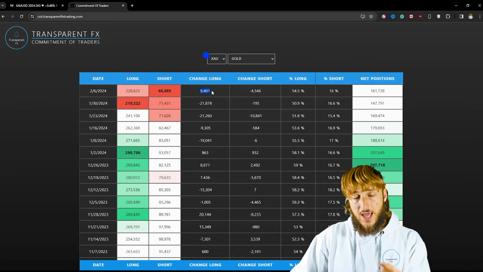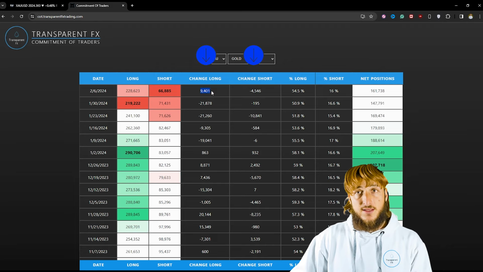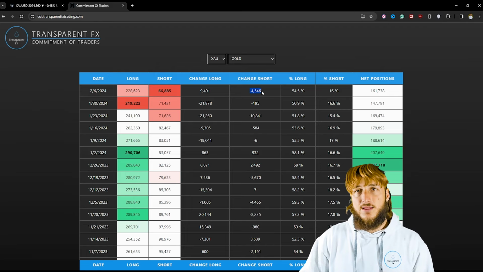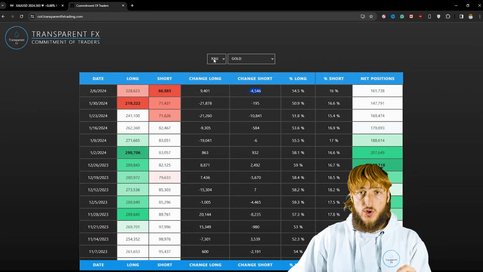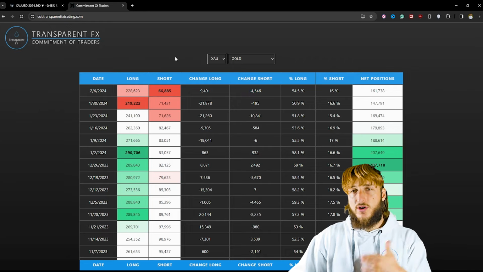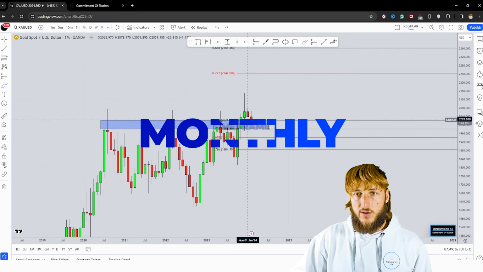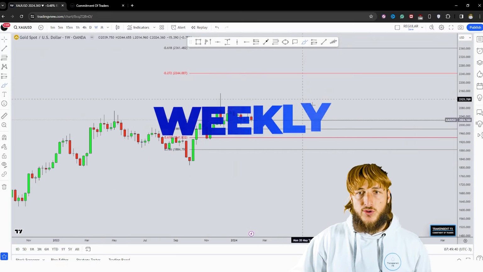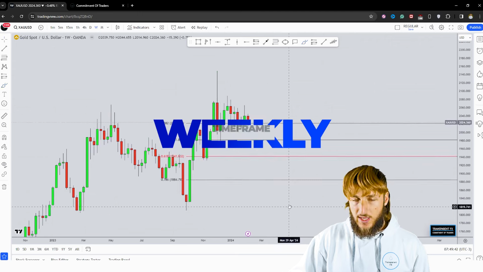We see in fact how with the last report, 9,400 longs got added from an institutional perspective on gold and 4,546 shorts got closed. So institutions have now started increasing their longs and decreasing their shorts on gold, therefore making it stronger inside of this confluence of support area. So keeping this in mind, let's drop down on the lower time frames and see what we have.